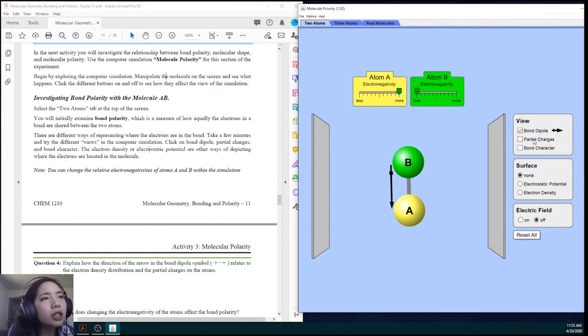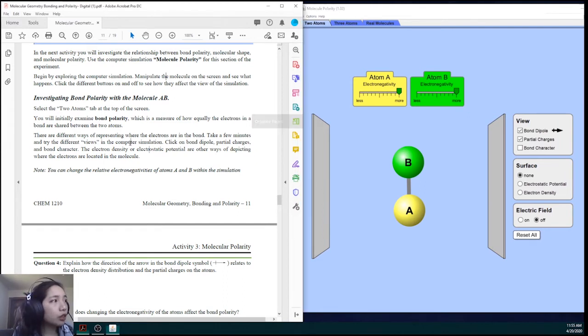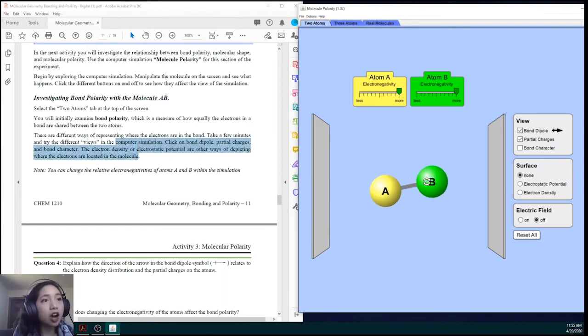All right, so we can also look at partial charges. That'll tell us too, see how the arrow always points to the negative charge. So if I switch it, the location switches. If I make them the same electronegativity, everything disappears. And so you can think that this would be a non-polar molecule.